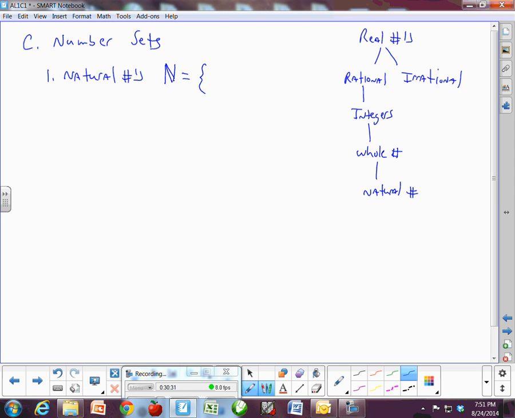Brace. Natural numbers start at 1. The next one would be 2. The next member would be 3. And at this point, I can go dot, dot, dot. Now, the natural numbers is an infinite set. It goes on forever. And it's 1, 2, 3, 4, 5, 6, 7, 8, 9, 10. Keep counting forever. Okay? That's the set of the natural numbers.